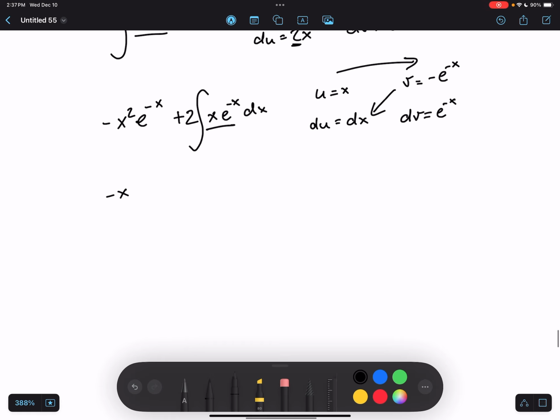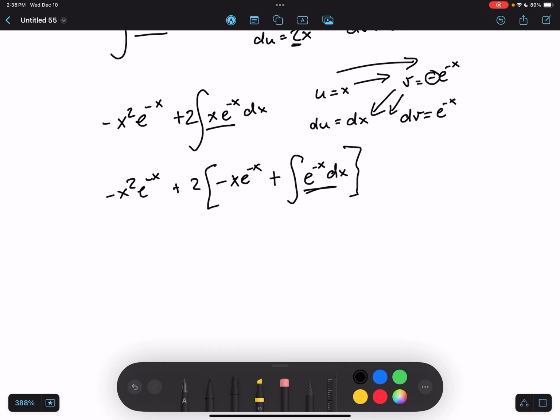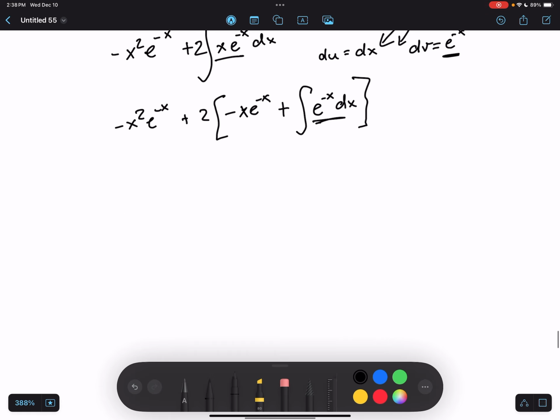So we've got negative x squared e to the negative x plus 2 times negative x e to the negative x, just going across here. And then we'll go back down over, minus the integral, and this is a negative, so that turns it into a positive, e to the negative x dx. Now this integral we've already done twice, here and in the previous step, so we know that that is negative e to the negative x. So that allows us to easily rewrite this, or rewrite negative e to the negative x there.